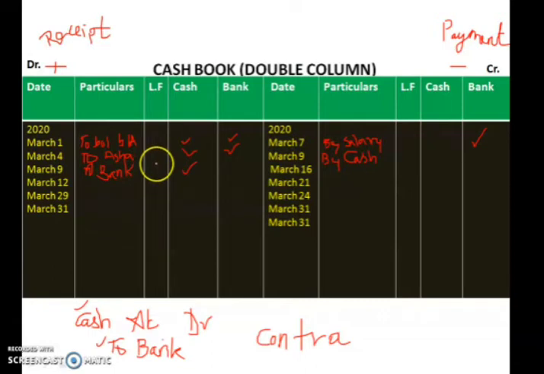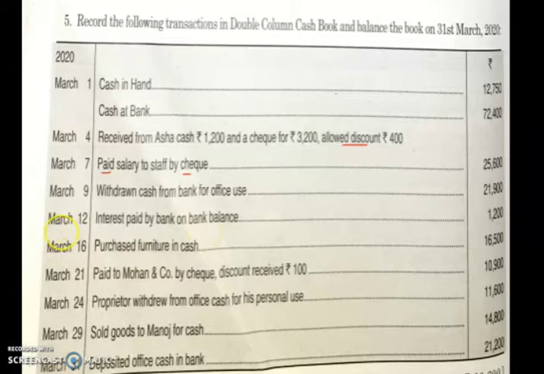Here that contra entry you have to represent by writing C in the ledger folio. In ledger folio you have to write C to show that it is a contra entry. Okay, when you write by cash, the amount will be written in the bank column. So see the difference, to bank, but the amount in cash I have to write, and when you write by cash, the amount you will write under bank. Don't forget to write C for this contra entry. Next entry is on March 12th.